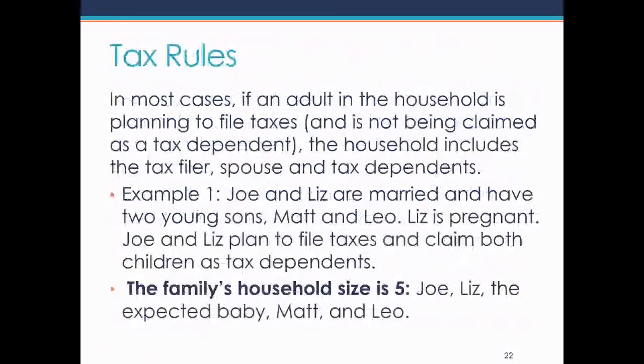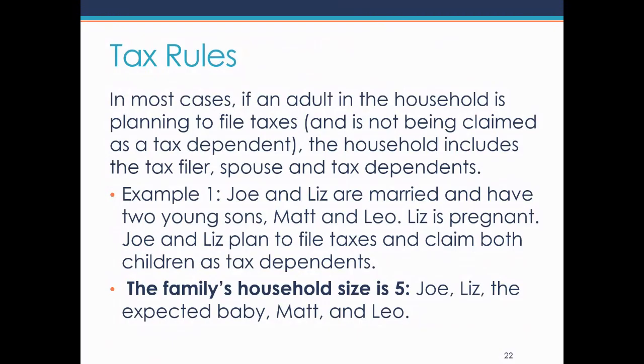All right. In most cases, if an adult in the household is planning to file taxes and is not being claimed as a tax dependent by anyone else, the household includes the tax filer, the tax filer's spouse, and tax dependents. So let's take a look at our first example. Joe and Liz are married and have two young sons, Matt and Leo. Liz is pregnant. Joe and Liz plan to file taxes jointly and claim both children as tax dependents.